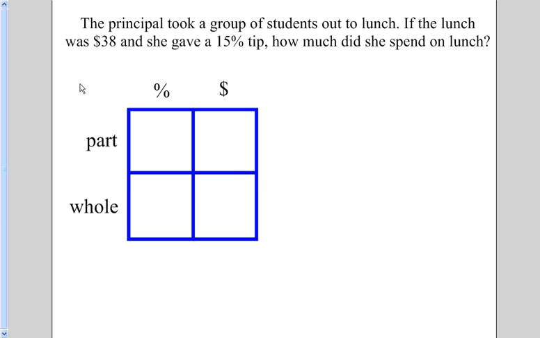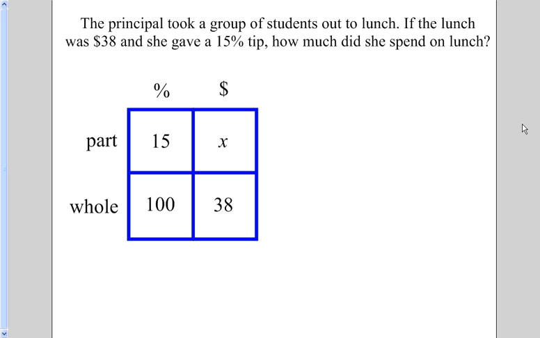And the whole of a percent is 100. Percent means out of 100. And the part of the whole that she gave was 15%. And the whole price of the lunch was $38. We need to find out how much money was the part that she gave to the service person. So that's our X, that's our unknown. That's how we set up the proportion table.